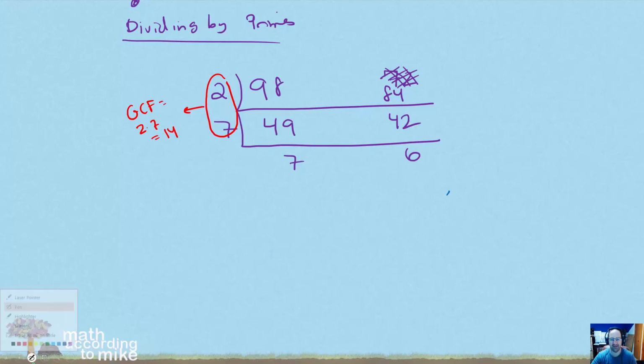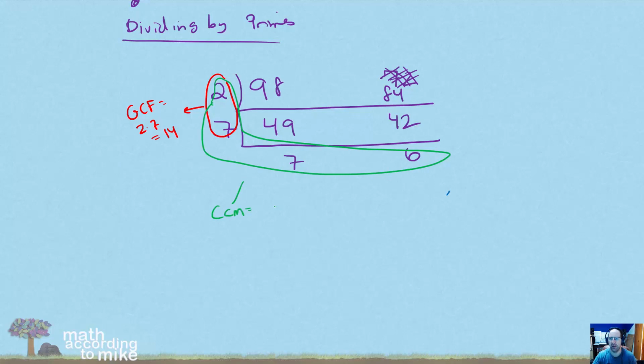And then everything on the outside would be the LCM. 2 times 7 times 7 times 6. I don't know what that is. Whatever 14 times 42 is. Okay, Google, what's 14 times 42? The answer is 588. Thank you. It's 588. I did that by myself.